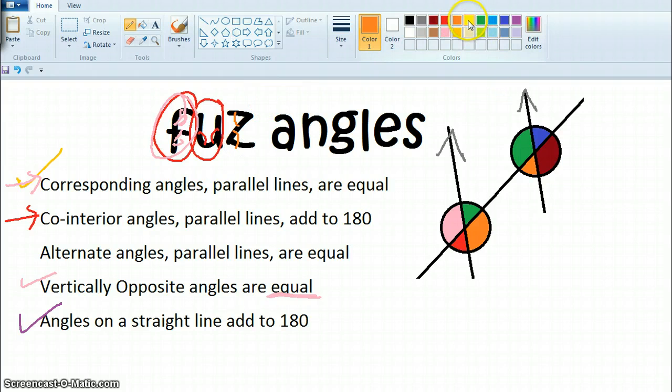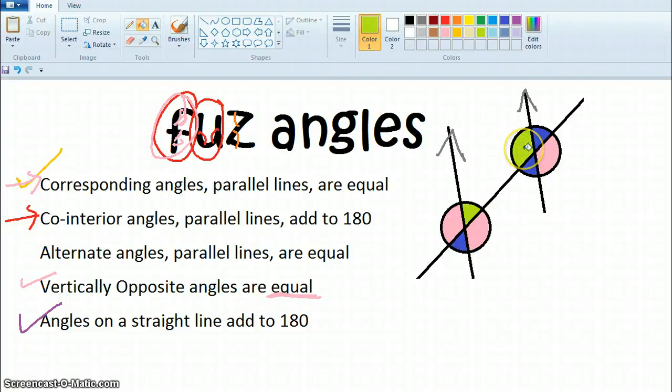So for alternate, we've got that one and that one are alternate. Yes. And this one and this one are alternate. Let's go back to actually getting them all pretty, that all of the blue angles are the same and all of the pink angles are the same. Copy? So this one and this one are alternate.